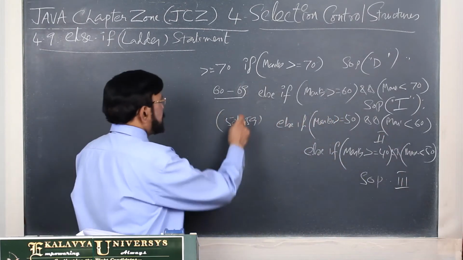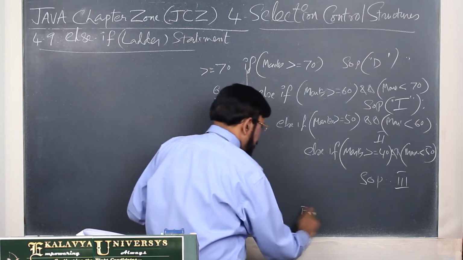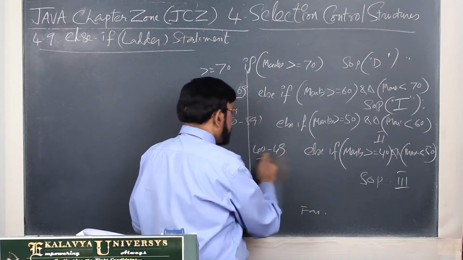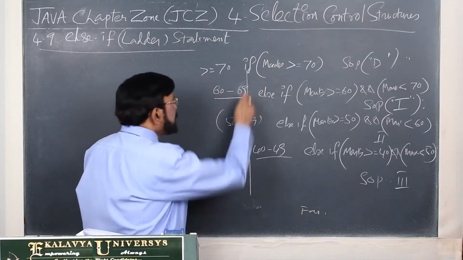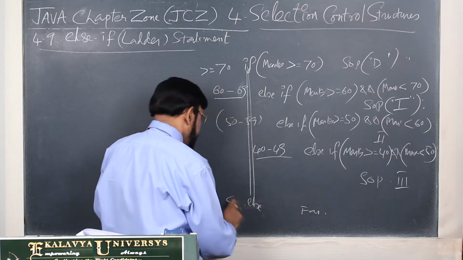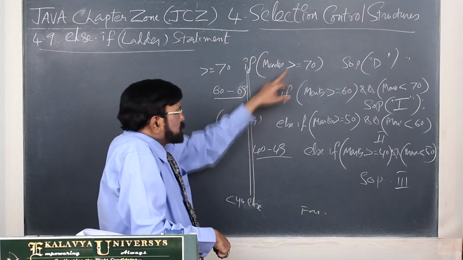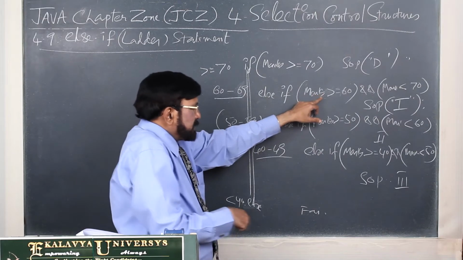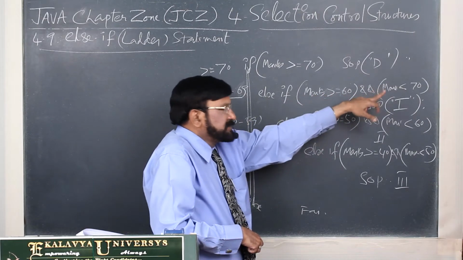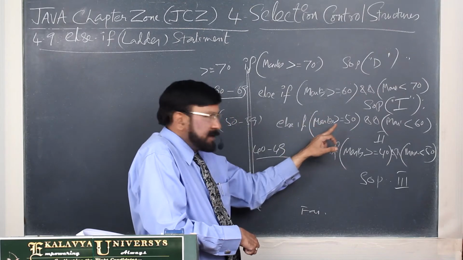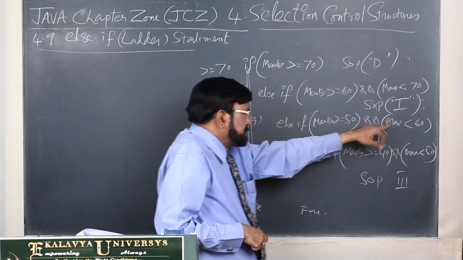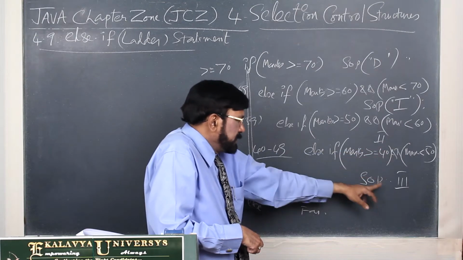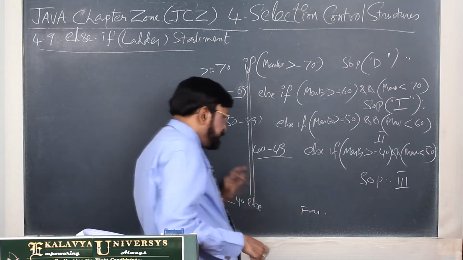Okay, next else. This category is 40 to 49, and else finally, this category is less than 40. Now you see: marks greater than or equal to 70, distinction; marks greater than or equal to 60 and less than 70, first class; marks greater than or equal to 50 and less than 60, second class; else if marks greater than or equal to 40 and less than 50, third class; else this is failed.